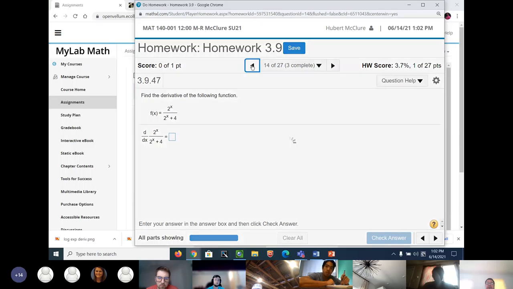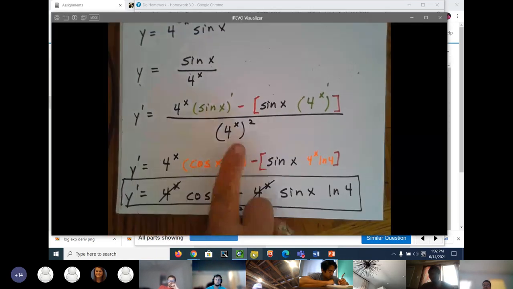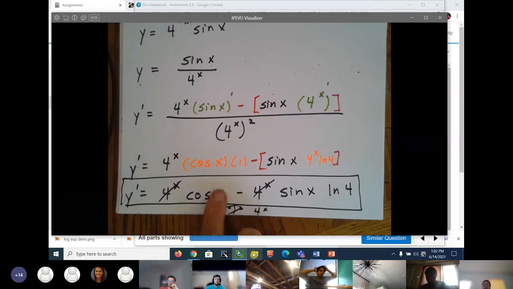They got cosine of x minus sine x natural log of 4, oh, I forgot the denominator. Over 4 to the x squared, and you cancel out the 4 to the x, and you're left with cosine of x minus sine x natural log of 4 over 4 to the x. Don't forget your denominator. That's what I did. I forgot my denominator. Don't forget it. And it cancels. 1, 4 to the x right here cancels with this one and this one. And that leaves 1, 4 to the x. So that's cosine, sine, natural log over 4 to the x.